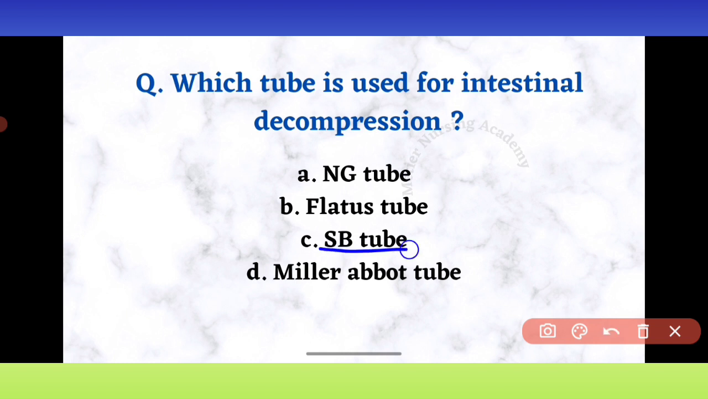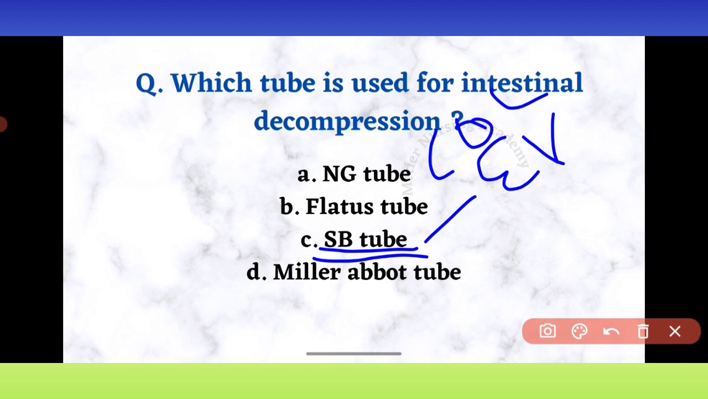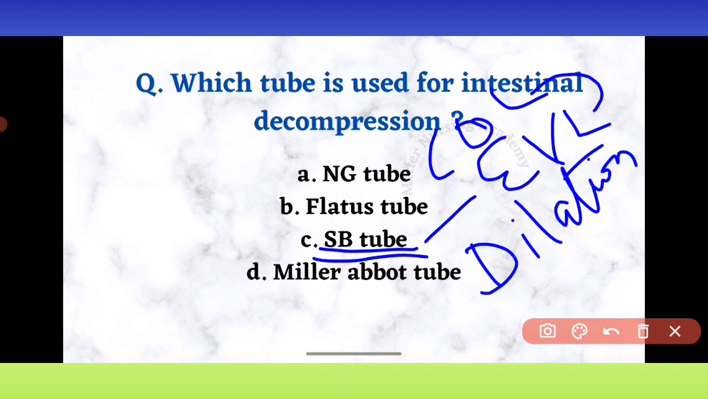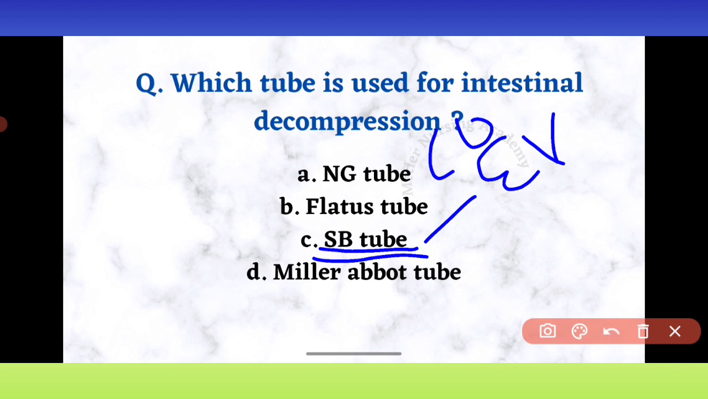The next one is Sengstaken Blackmore tube. This is the tube which is used for compressing the esophageal varices and reducing the bleeding. You all know esophageal varices is a complication of cirrhosis of liver. During cirrhosis of liver, what will happen? Esophageal varices will take place. Varices is nothing but dilatation of the blood vessels. Where? In the esophageal region. So how do we reduce this bleeding? The option here is Sengstaken Blackmore tube.